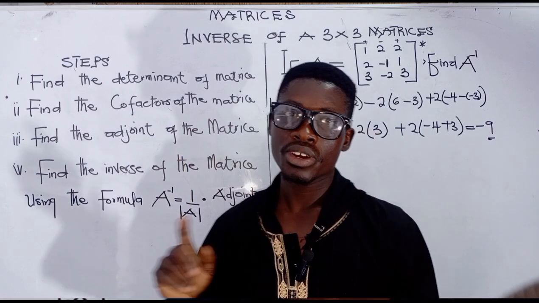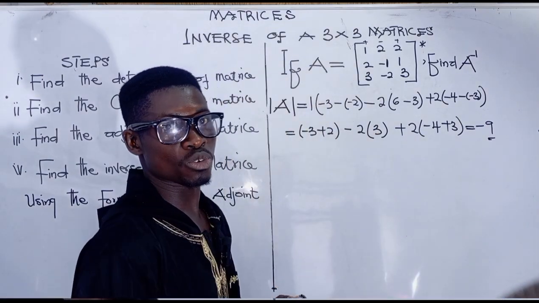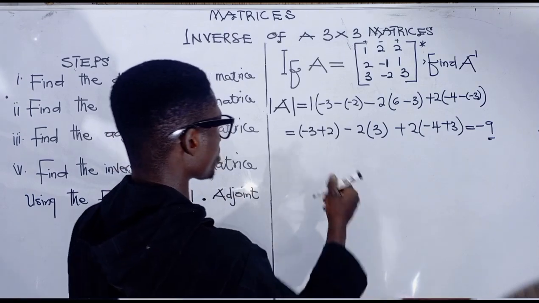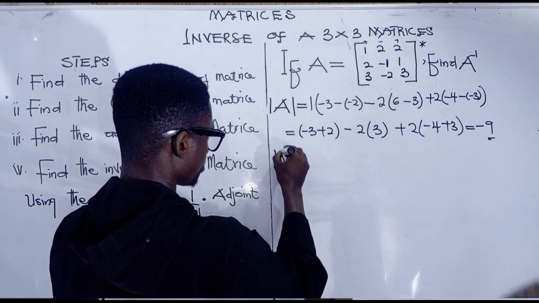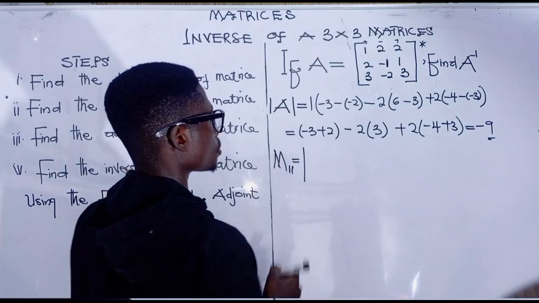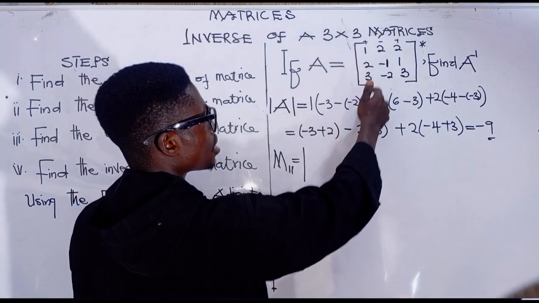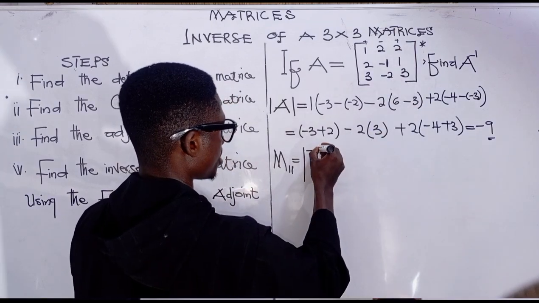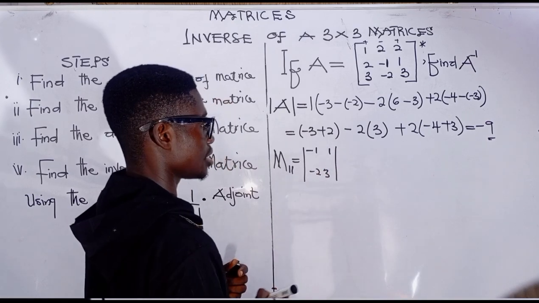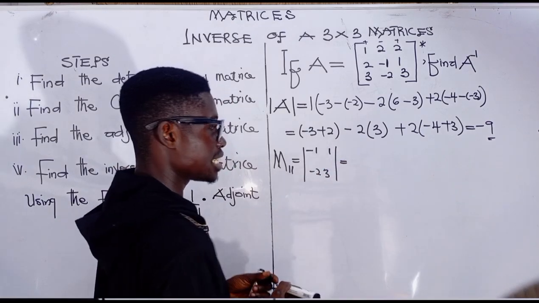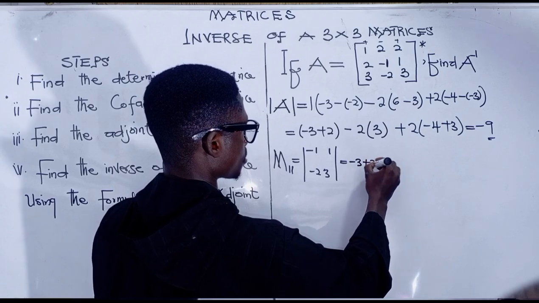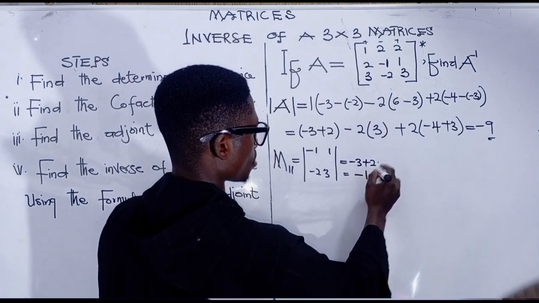the cofactors of the matrix. So before we can find the cofactors, we have to first find our minors. Then we apply our signs. So let's find the minor of the first row and the first column. With that, we are going to collapse the first row and the first column. So we will be left with minus 1, 1, and then minus 2, and 3. Then after that, we find the determinant of this. So this is going to give us minus 3 plus 2. So we have minus 1.